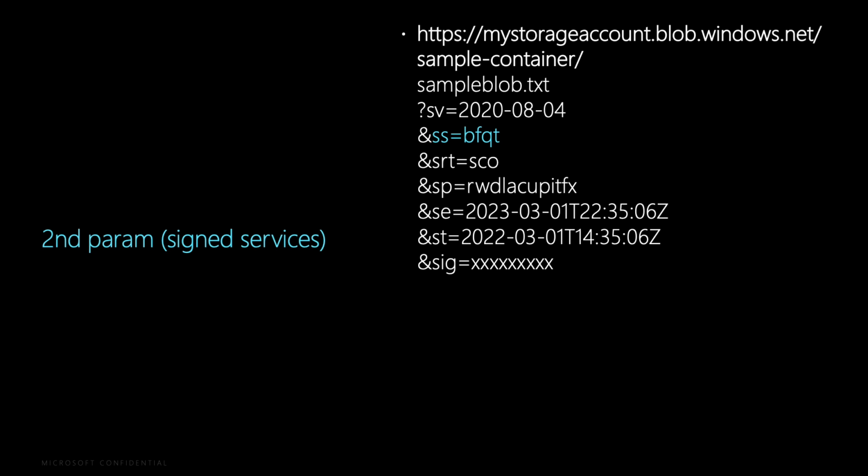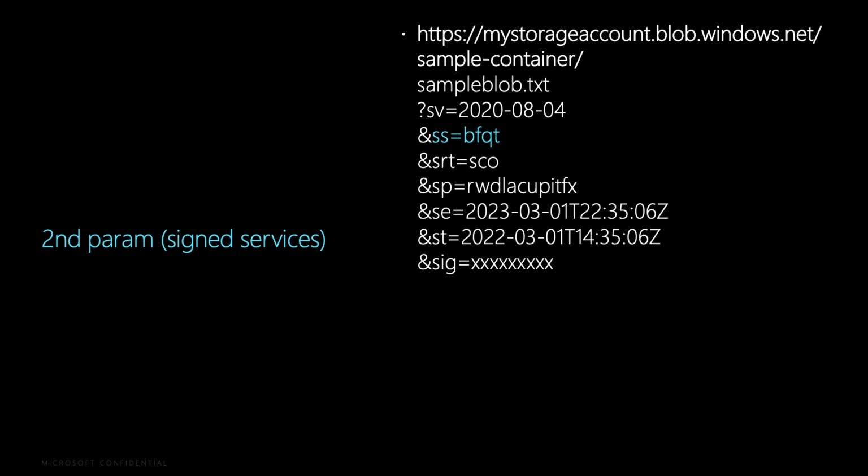which lets us know that our example SAS URI is an account SAS because signed services is an account SAS parameter. This parameter specifies the signed services that can be accessed with the account SAS. In this case, the value BFQT, which represents blobs, files, queues, and tables, means that this SAS URI can be used to access or modify any of those resources that belong to this account.